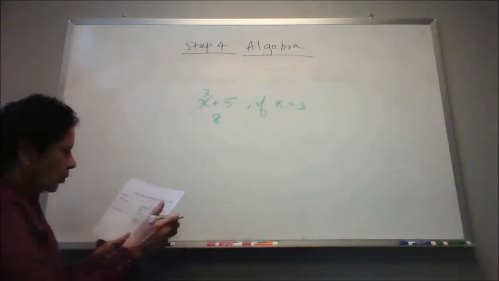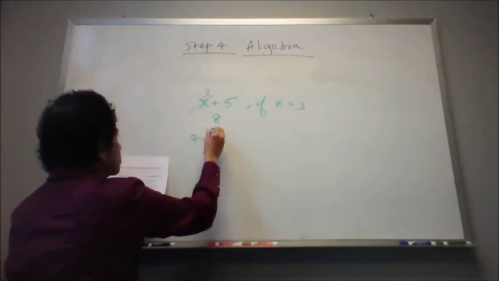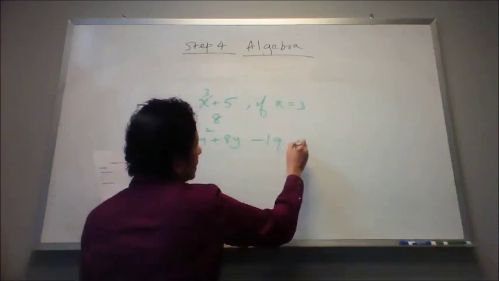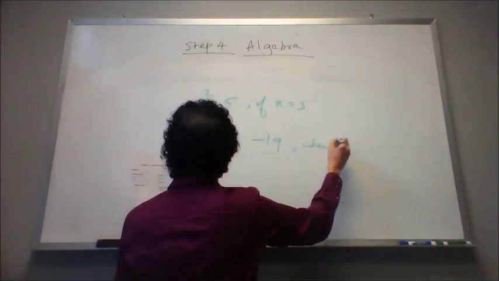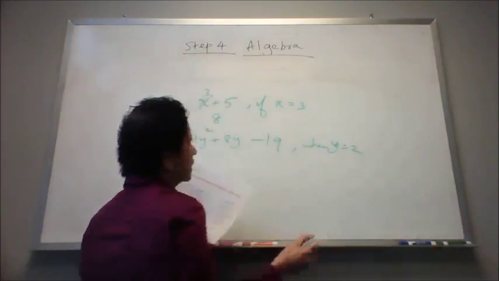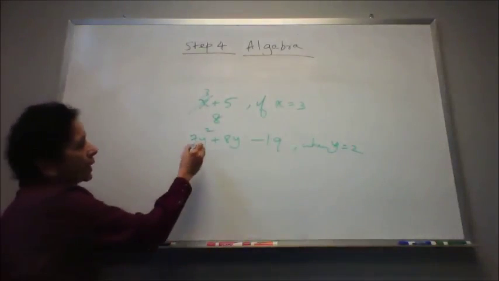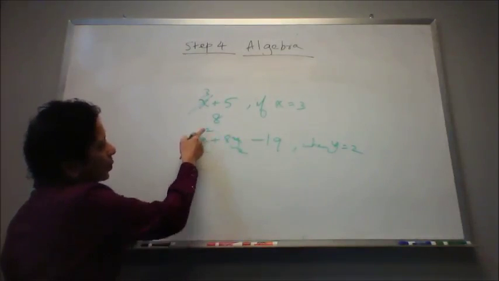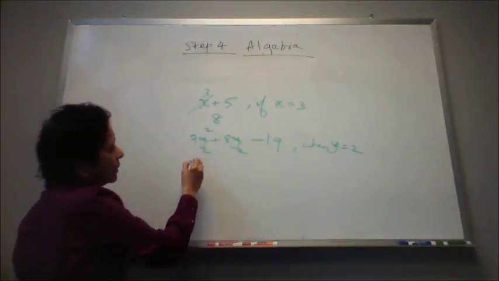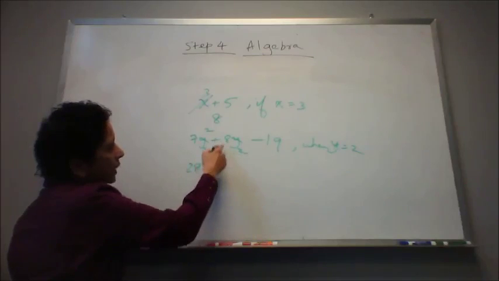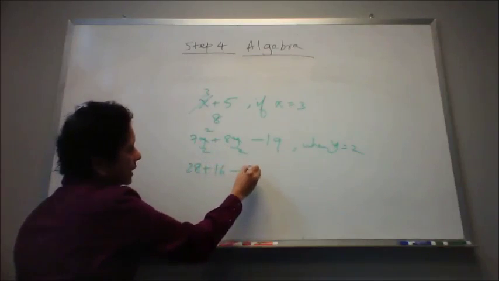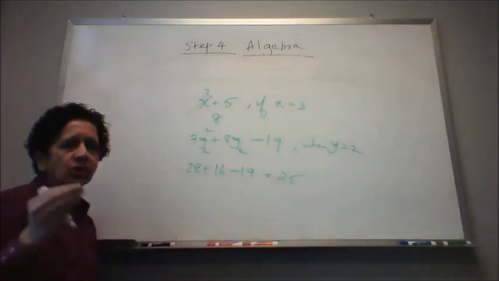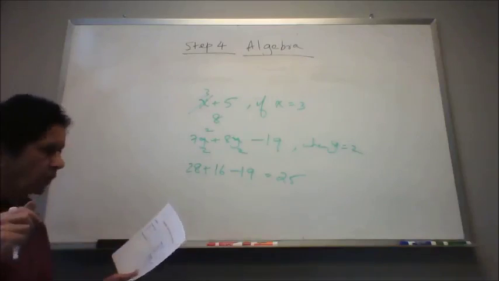And then it could be a little bit more complicated. For example, 7y squared plus 8y minus 19, and then when y equals 2. So if I plug in 2 here, 2 here, 2 here, right? 7 times 2 squared. 2 squared is 4. 4 times 7 is 28. And 2 times 8 is 16, minus 19, okay? And that equals 25, right? So you just plug in the value. That's all you need to do.